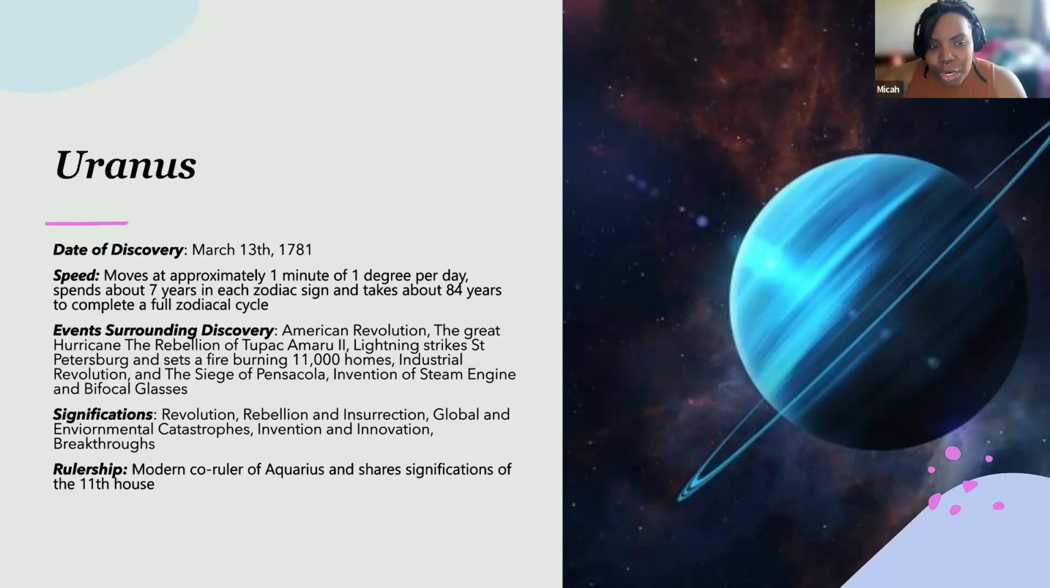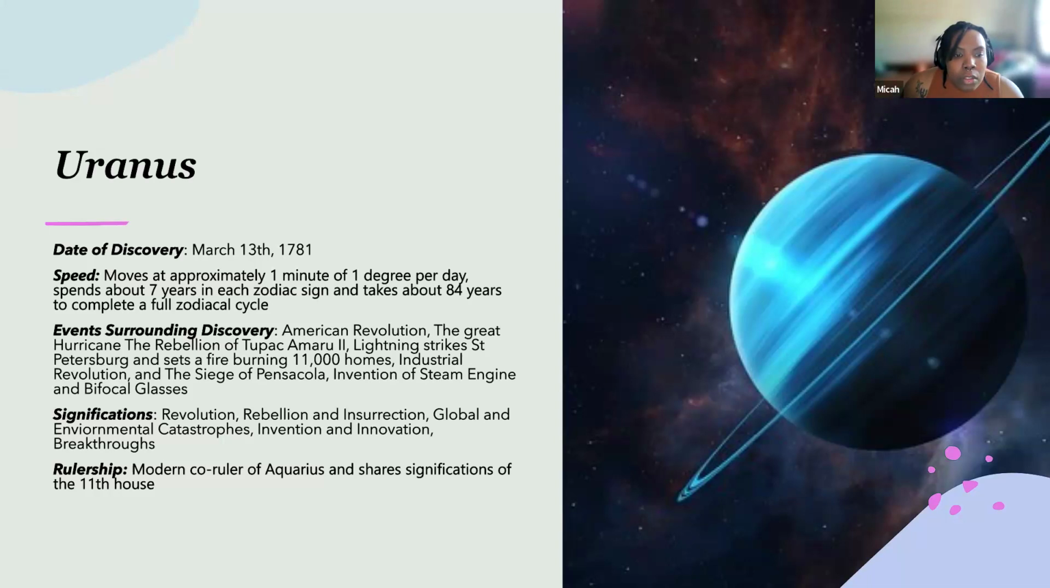Again, it takes 84 years. And this is why I say there's a bit of a debate whether or not the planets just mean what they mean, or did we give the planets meaning, especially the outer planets in particular, because we got a lot of their significations from what was happening at the time.